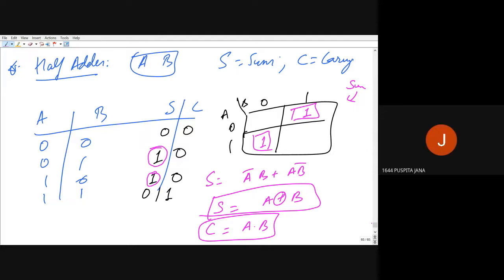Is it understood? Sum is equal to A XOR B. Sir, why XOR? Because this is the expression for A XOR B: A B bar plus A bar B. Okay, sir. Okay.